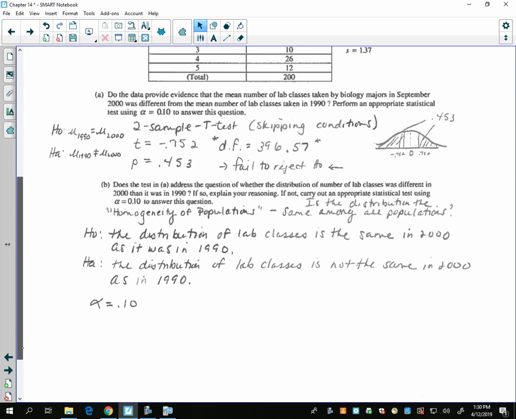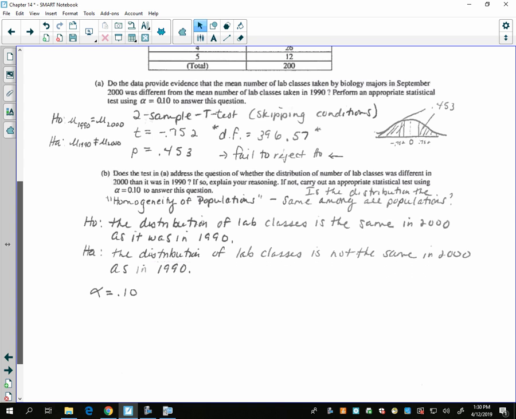Okay, now part B says, and I wrote that up right here. Does the test in A address the question of whether the distribution of number of lab classes was different in 2000 than it was in 1990? If so, explain your reason. If not, carry out an appropriate statistical test using alpha equals 0.10 to answer this question.